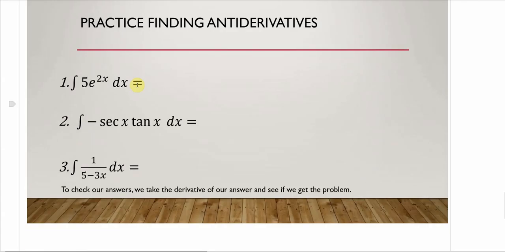So let's try some examples here. What's the integral of 5e to the 2x? Well, it's going to be 5e to the 2x, right? Because the derivative of e to the 2x is e to the 2x. But wait a minute. This one has a quantity up there.